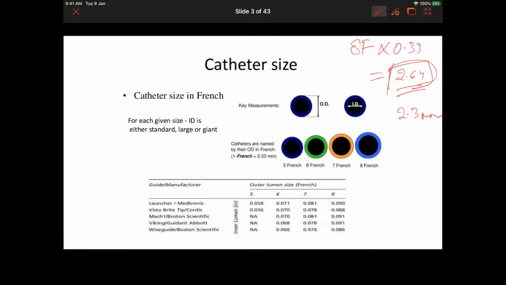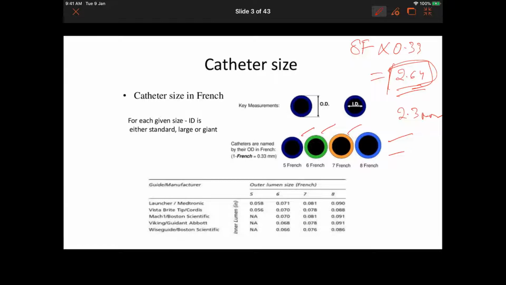The different catheters have color coding: the 5 French has a light brown color coding, the 6 French has a green color, the 7 French is orange, and the 8 French has a blue or violet color. What's the importance? When you are busy in a procedure and you ask for a respective guide catheter size, this color will help you. You can see this is a green color, so this is 6 French. This is how you recognize, even by the color coding, what size the catheter being handed over to you is.